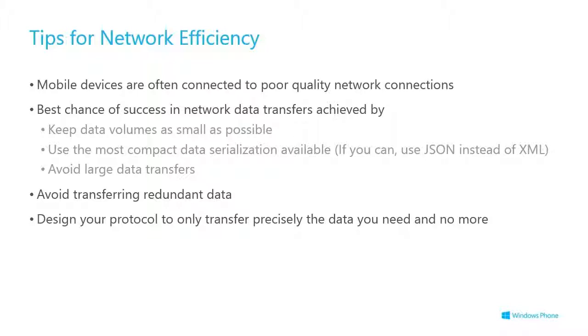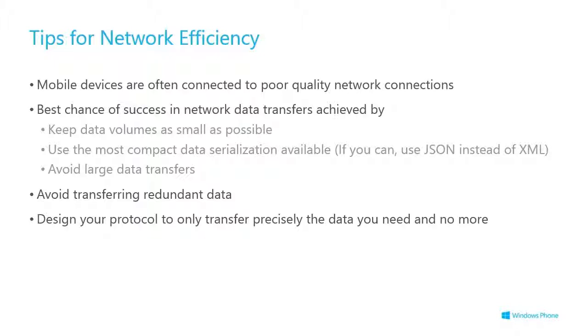Now, not only about monitoring whether you've got a network or not and what kind of network it is, you also need to think a lot about stacking the cards in your favor, about making your networking code work more efficiently and giving yourself a better chance of success. And the best way of getting a good chance of success is about keeping your data volumes as small as possible, using the most compact data serialization available, and using compression. Doesn't actually say that particularly there, but that's kind of allied with that. So if you can, use JSON. If you own both ends of the link, the server side as well, make it JSON.